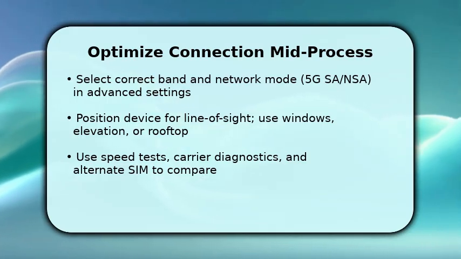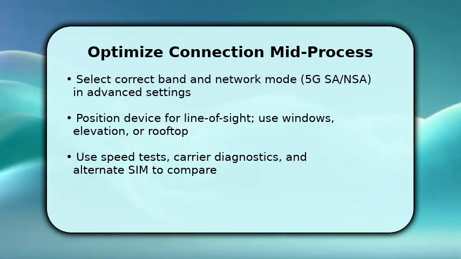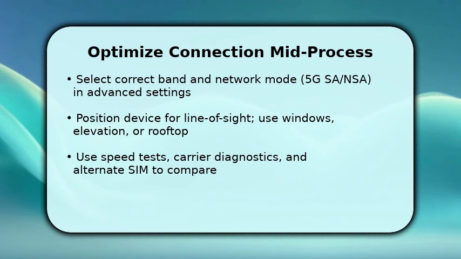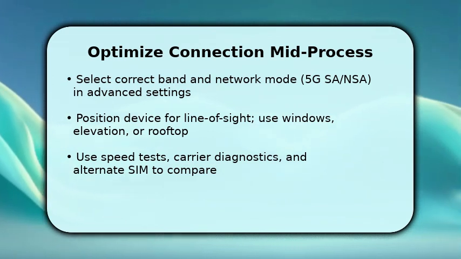Then run multiple speed tests and carrier diagnostics to observe latency and throughput variations. If performance is inconsistent, swap SIMs or try a dedicated 5G hotspot to isolate device versus network issues. This diagnostic middle step reveals.